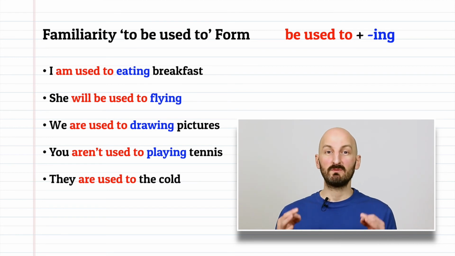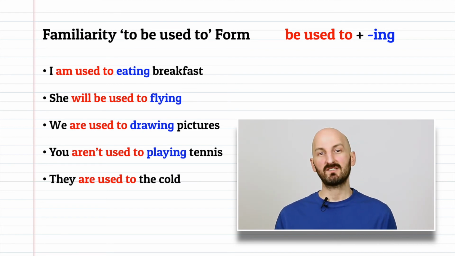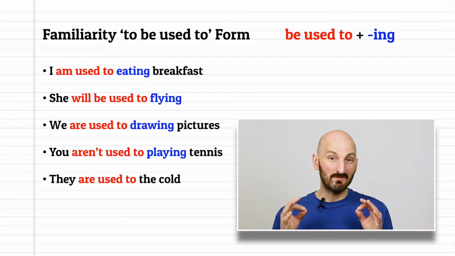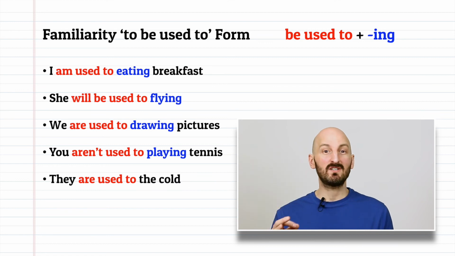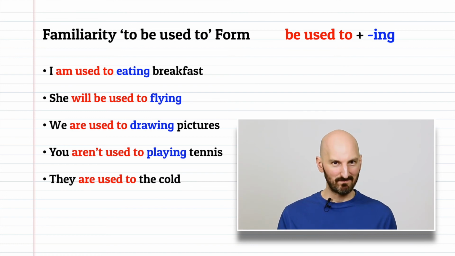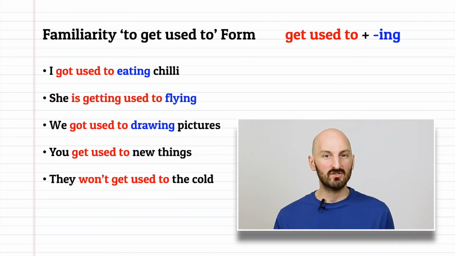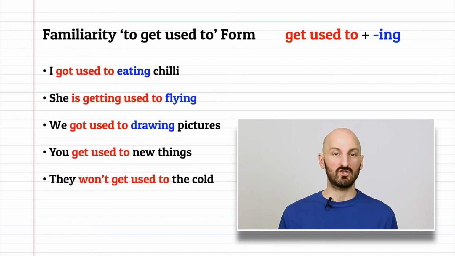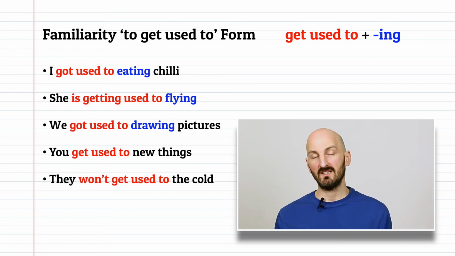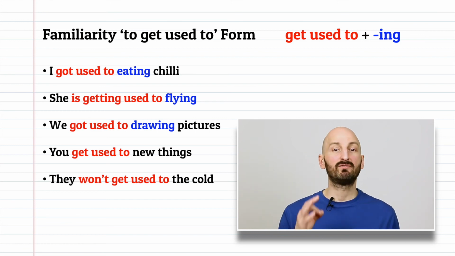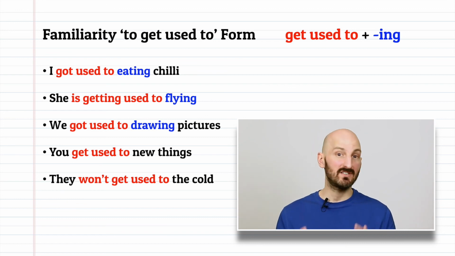This is the big difference between past habit and familiarity. Past habit uses bare infinitive and familiarity uses the ing form, so it can be easily recognizable. It's a good idea to pay attention to this when listening. If it's used to eat, it's past habit. If it's used to eating, it's familiarity. Got it? Now, for to get used to in the sentence, I got used to eating chili, I is the subject, got is the past form of get, used to shows familiarity, eating is the ing form of to eat, and chili is the object. Again, the form of get changes with the subject and the tense.